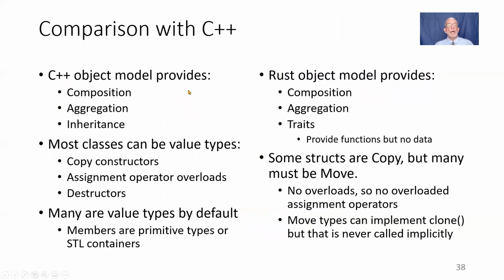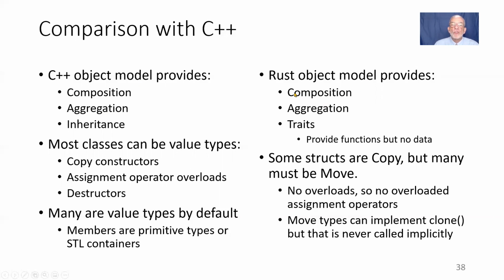Okay, so comparing Rust to C++: the C++ object model provides for composition, a very strong ownership relationship. Composed items lie within the footprint of the object. Aggregation is a weaker ownership. The object doesn't lie inside the footprint. The aggregated instance is not automatically constructed. It's only done when code in the aggregating object does it. And C++ implements inheritance.